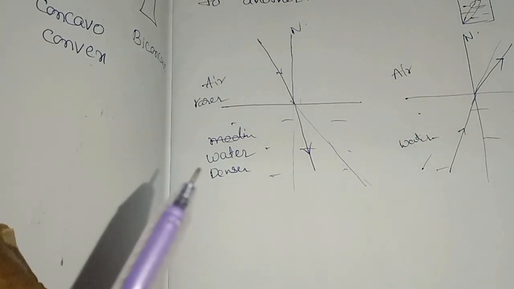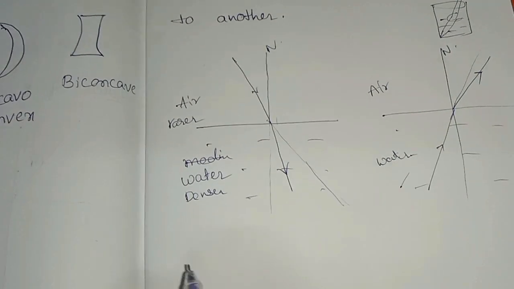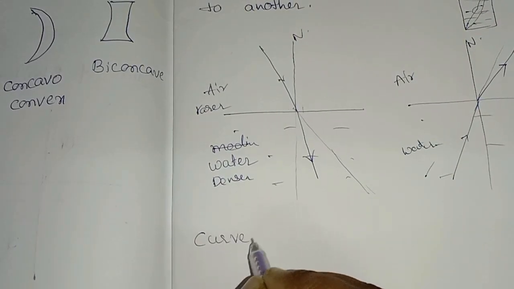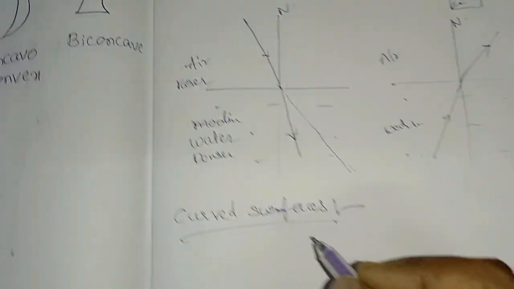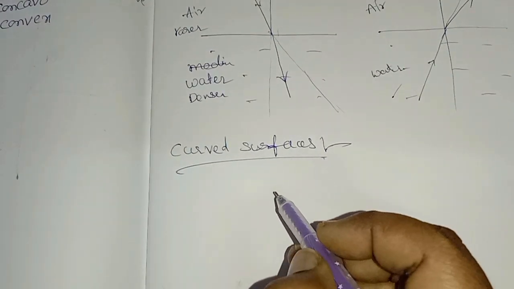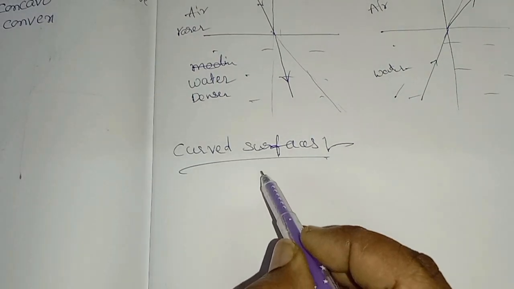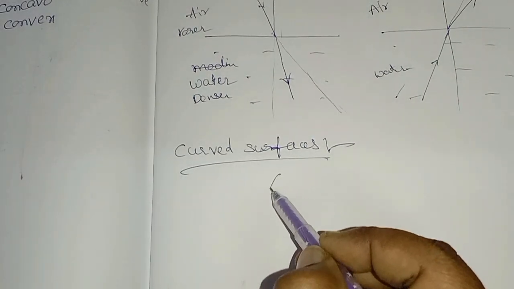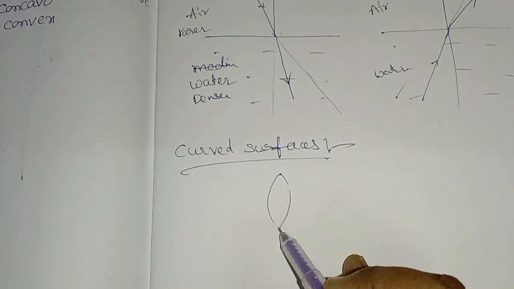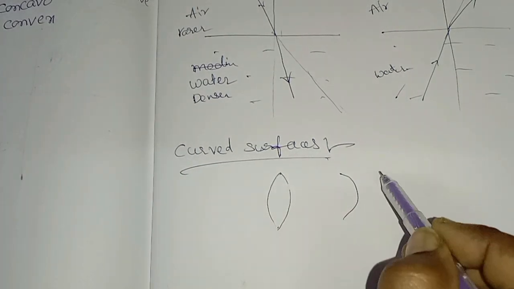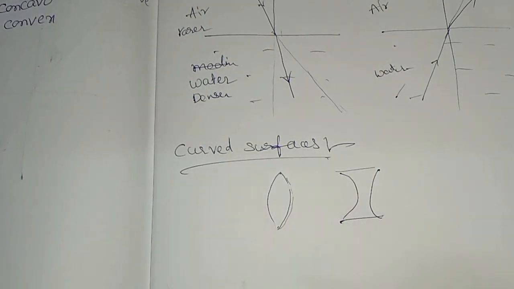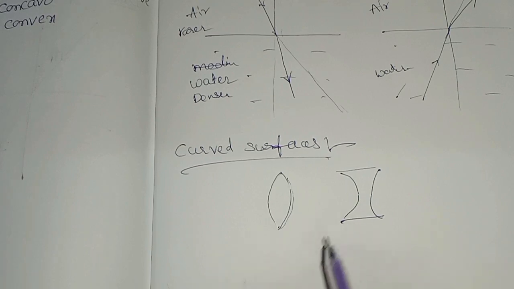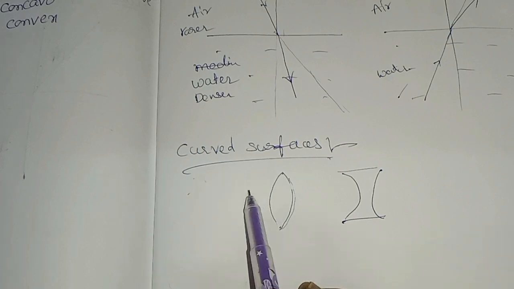Next, in this lesson we are going to study refraction of light at curved surfaces. What we are considering here is a transparent medium made up of glass. It has one side curved, and the other side may also be curved. This is a bulged surface, curved inside or curved outside. These types of objects are taken as curved surfaces.